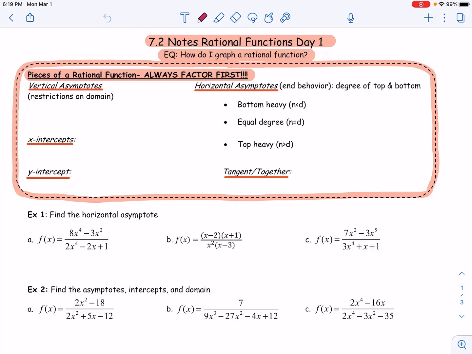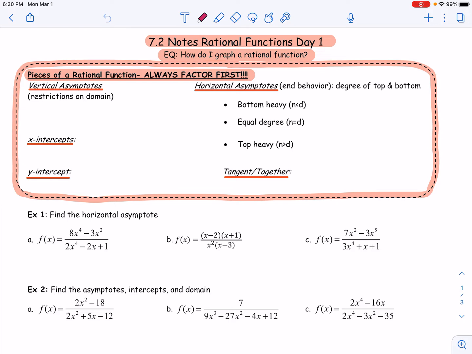And so we're going to focus on those four parts first and finding those before we actually throw it all on a graph. So what we need to do to find these four pieces of the rational function in order to graph is we always need to factor first. Remember, these rational functions are polynomials divided by other polynomials. So we need to factor the top and we're going to factor the bottom. Once we have it factored, then we can find these four pieces: the vertical asymptotes, the horizontal asymptotes, our X-intercepts, and our Y-intercepts.